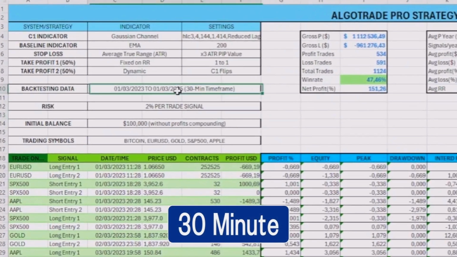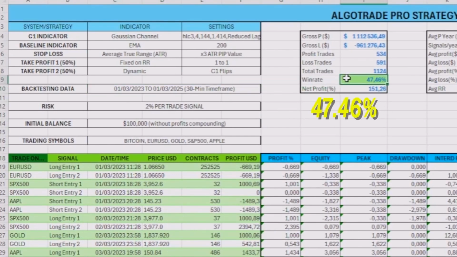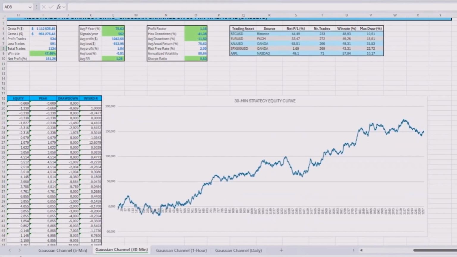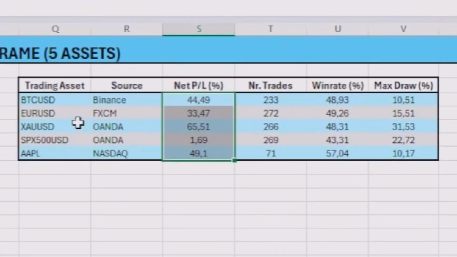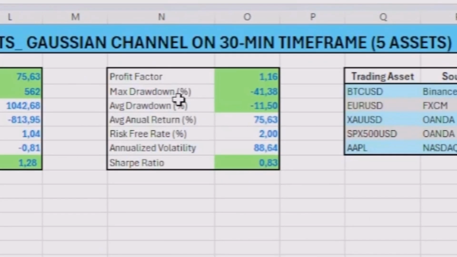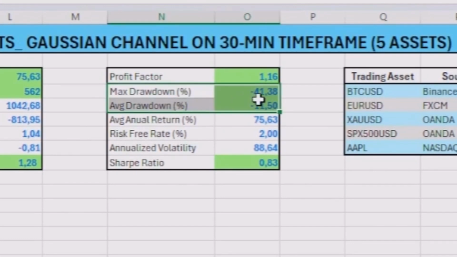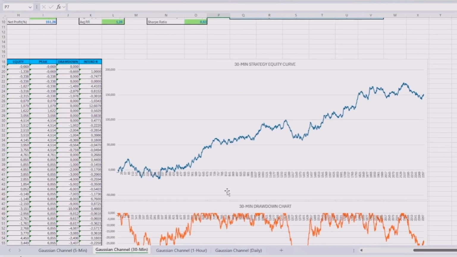Then, in the 30-minute time frame, the results were outstanding, achieving a 47.46% win rate and generating over 150% profit across more than 1,100 trades. The equity curve was highly consistent and all 5 assets tested were profitable, with gold leading the way, posting a 65% gain. The profit factor of 1.16 and controlled drawdowns suggests this is an excellent time frame for this strategy.